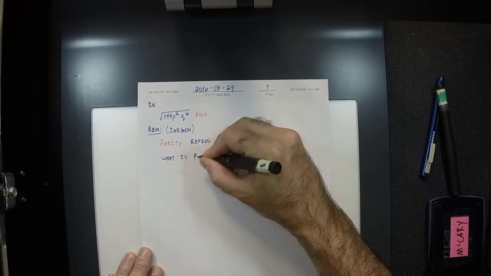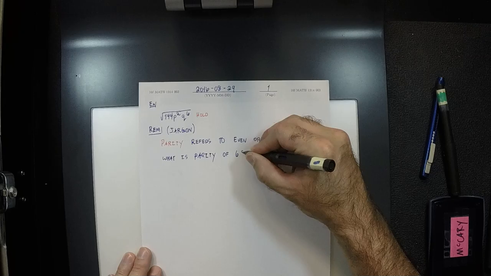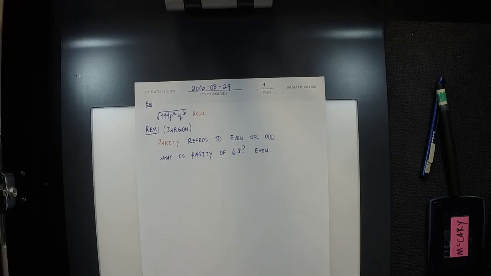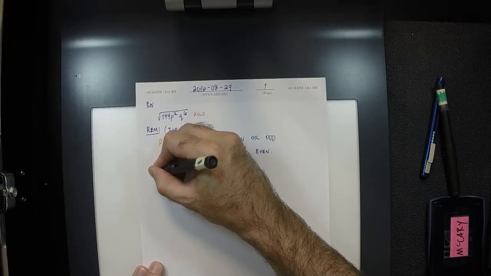To use it in a sentence, I could ask, for example, what is the parity of 68? Even. And what is the parity of 103? Odd. In the same way that I could ask, what's the sign of 10? Positive. What's the sign of negative 12? Negative. So sign and parity have analogous structure.